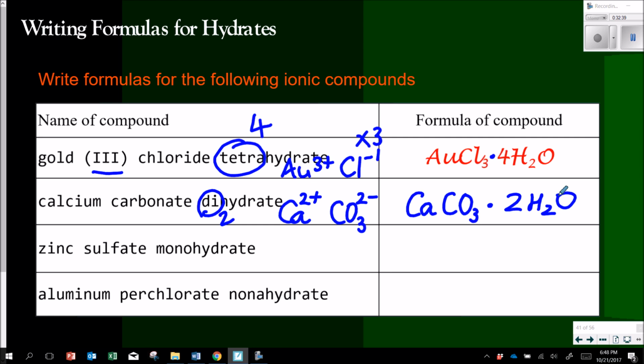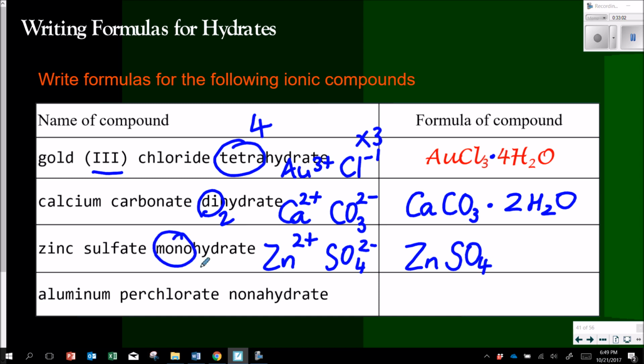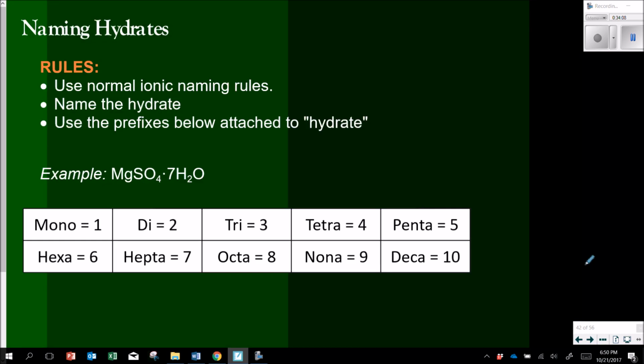Zinc sulfate monohydrate. Zinc is Zn with a charge of +2. Sulfate is SO4 with a charge of -2. The charges balance. So for each zinc, we have 1 sulfate. Now we look at our prefix. It's mono. Mono is for 1 water molecule. So dot H2O.